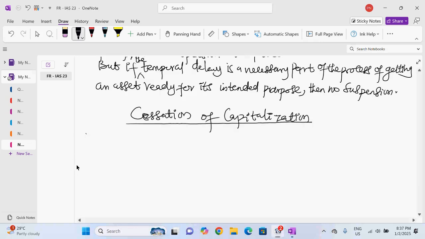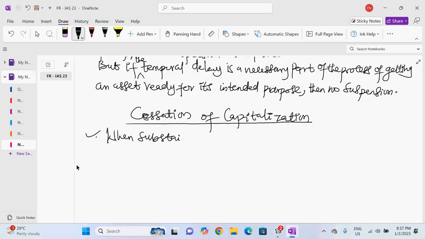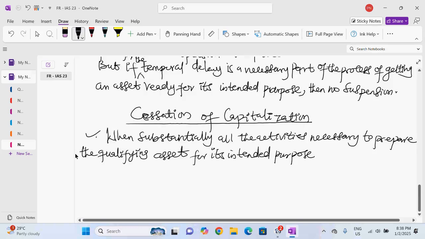So when substantially all the activities necessary to prepare the qualifying assets for its intended purpose are complete.